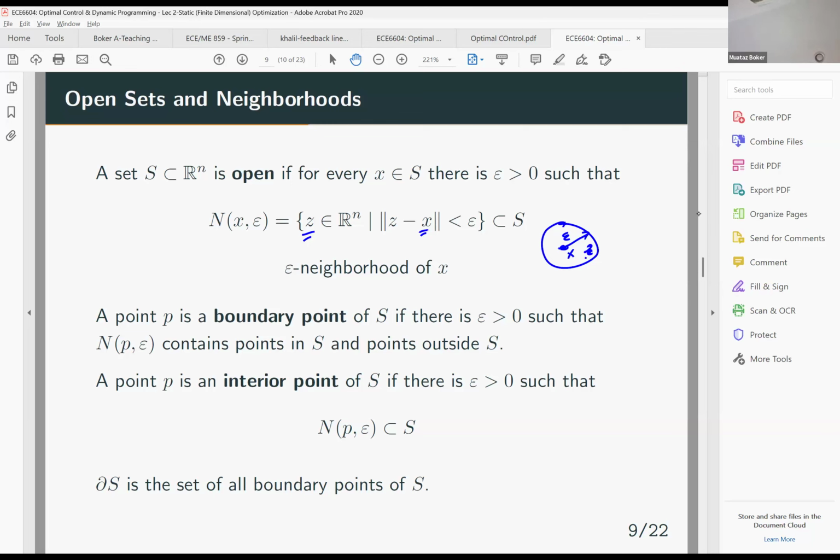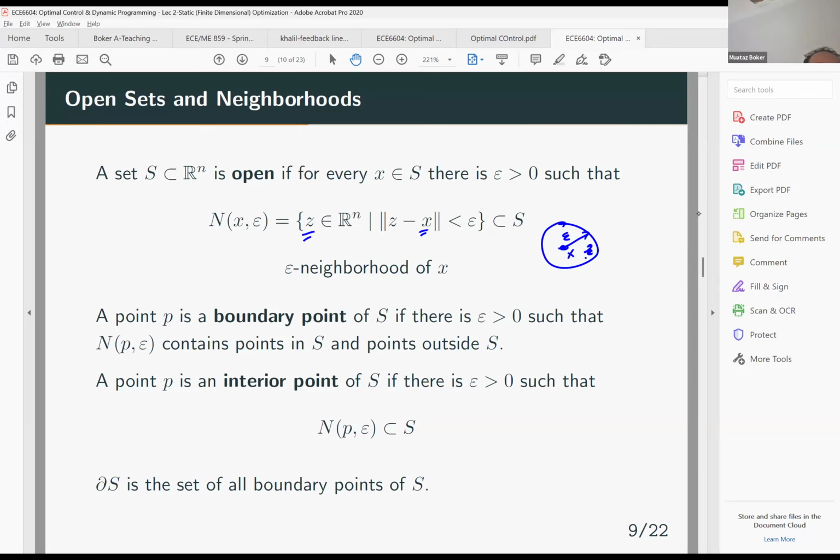Now, a point B is a boundary point of S if there is an epsilon larger than 0 such that a ball contains points in S and points outside S.